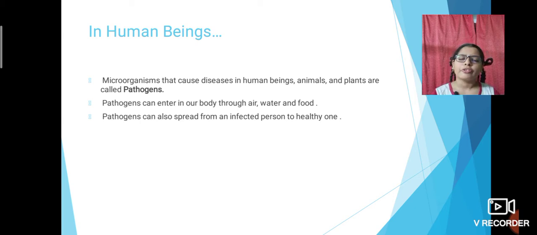If I talk about food, if we or other living organisms eat spoiled food, then the pathogens present in the spoiled food enter our body, and there would be the creation of disease. So these are the ways pathogens can enter our body.